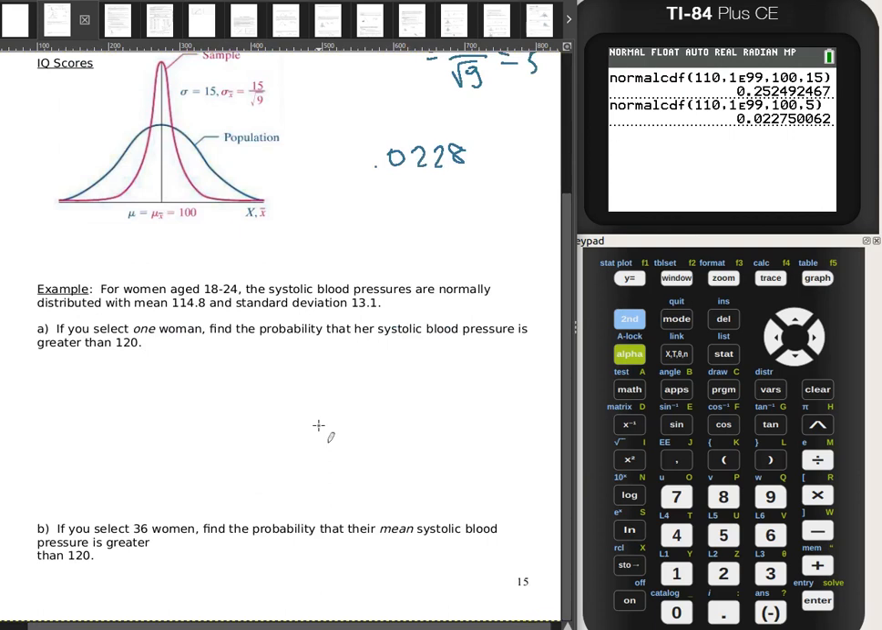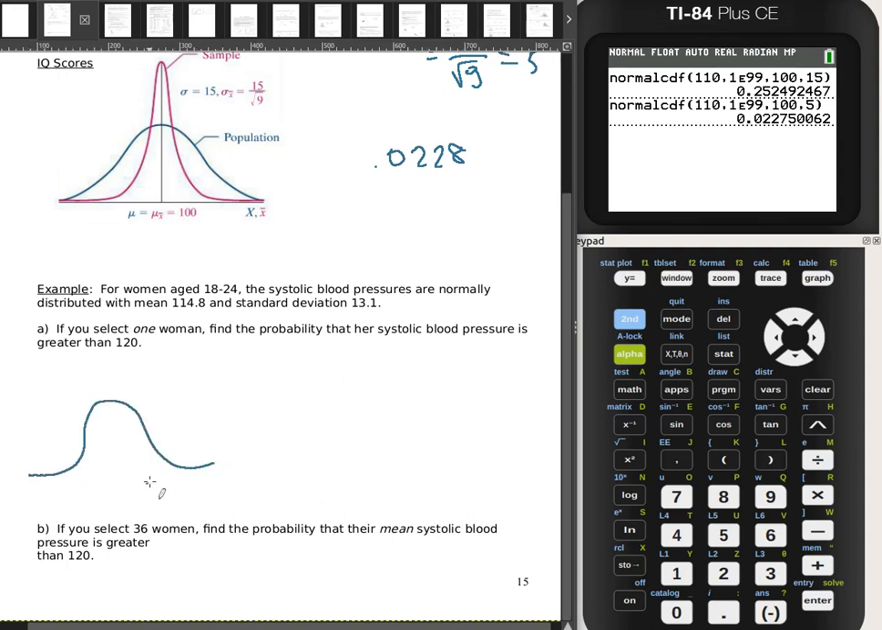What about for women aged 18 through 24? The systolic blood pressure are normally distributed with mean of 114.8 and standard deviation of 13.1. If you select a woman at random, this is what question A is talking about, find the probability that her systolic blood pressure is greater than 120.